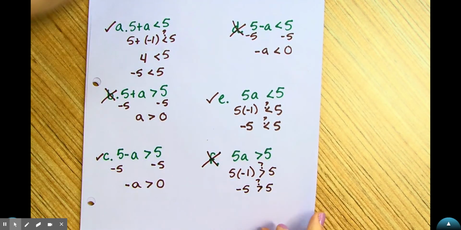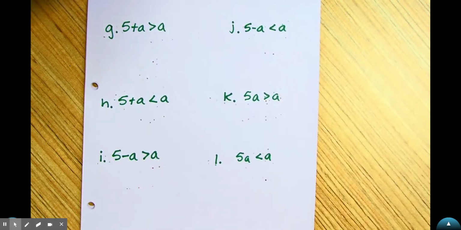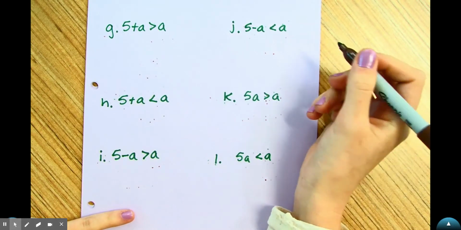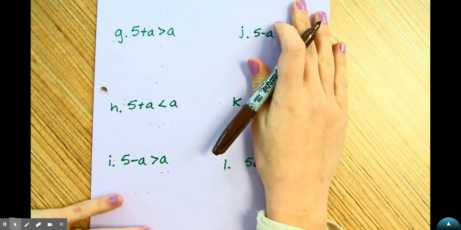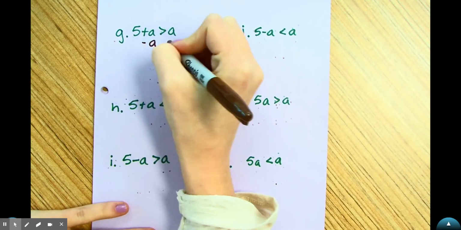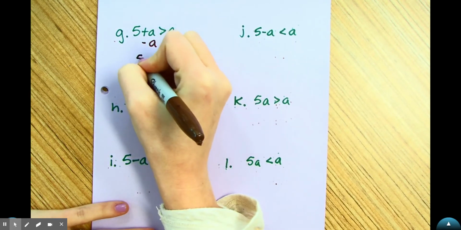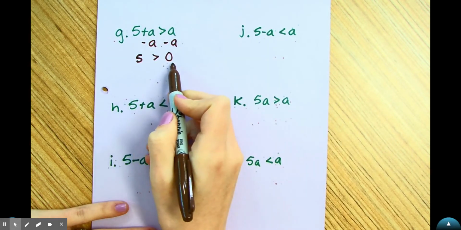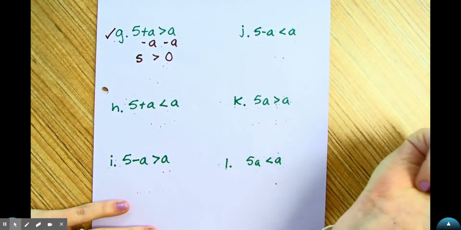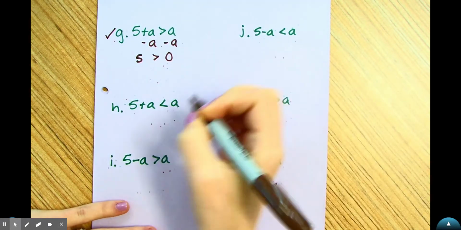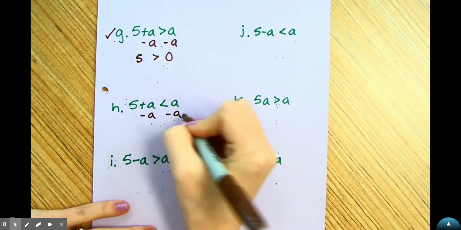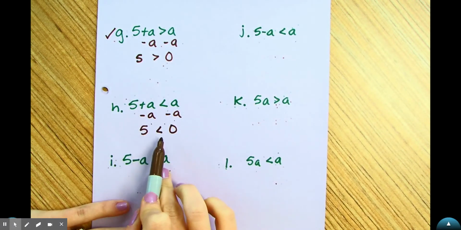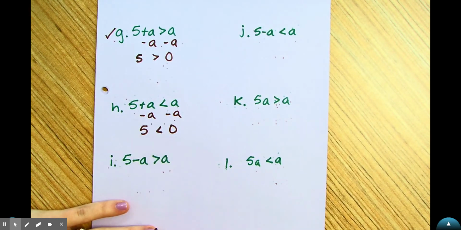Okay. The next set, we have 5 plus a is greater than a. We can treat this just like an equation again. Over here we're left with 5, and over here we're left with 0. Is 5 bigger than 0? Yes. Let's do the same thing here. Is 5 less than or smaller than 0? No.